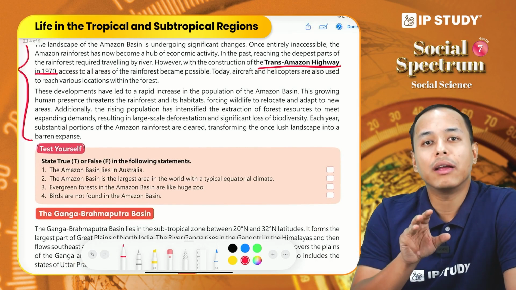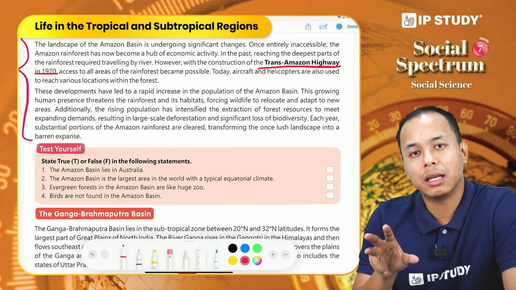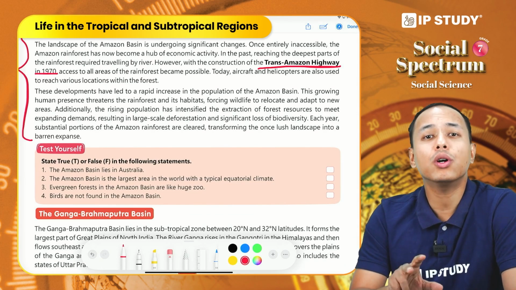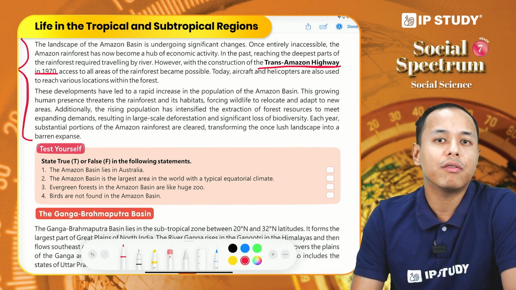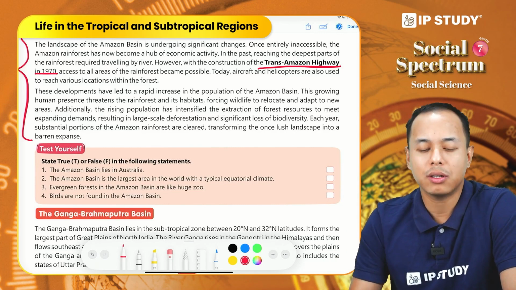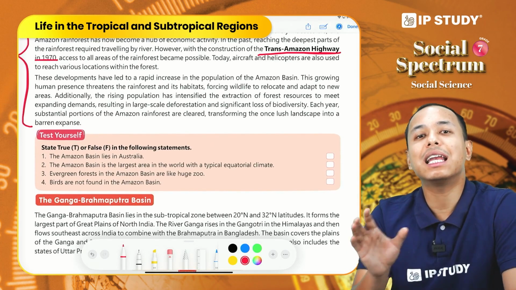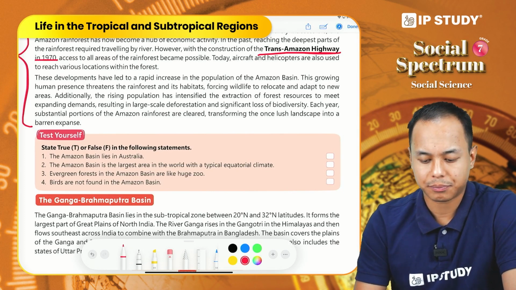Today, not only boat and land transport, even helicopters and other types of aircraft can reach the various regions of the Amazon basin or the Amazon rainforest. So as a result, we can see the changing landscape of the Amazon basin.